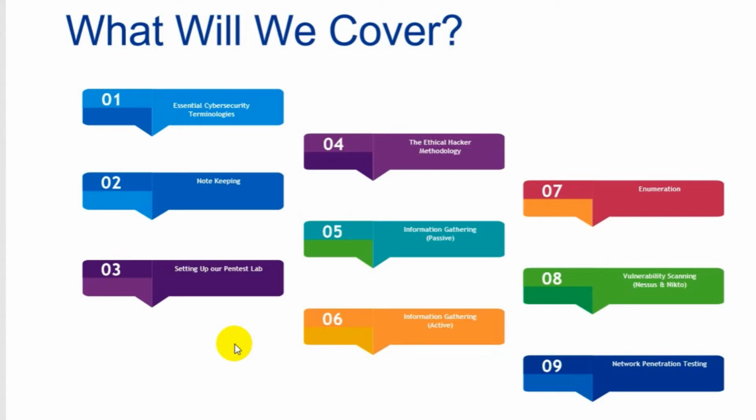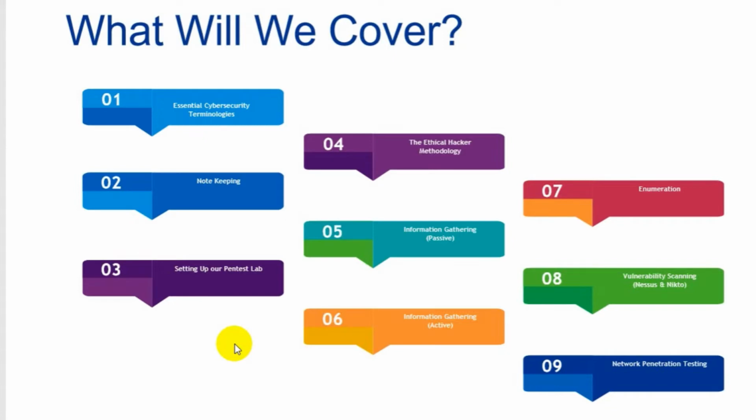So we start with passive information gathering, where we learn how to gather information about our targets from open sources, maybe from their website, from forums, from their social media platforms, etc. We learn how to use different tools to gather that information.